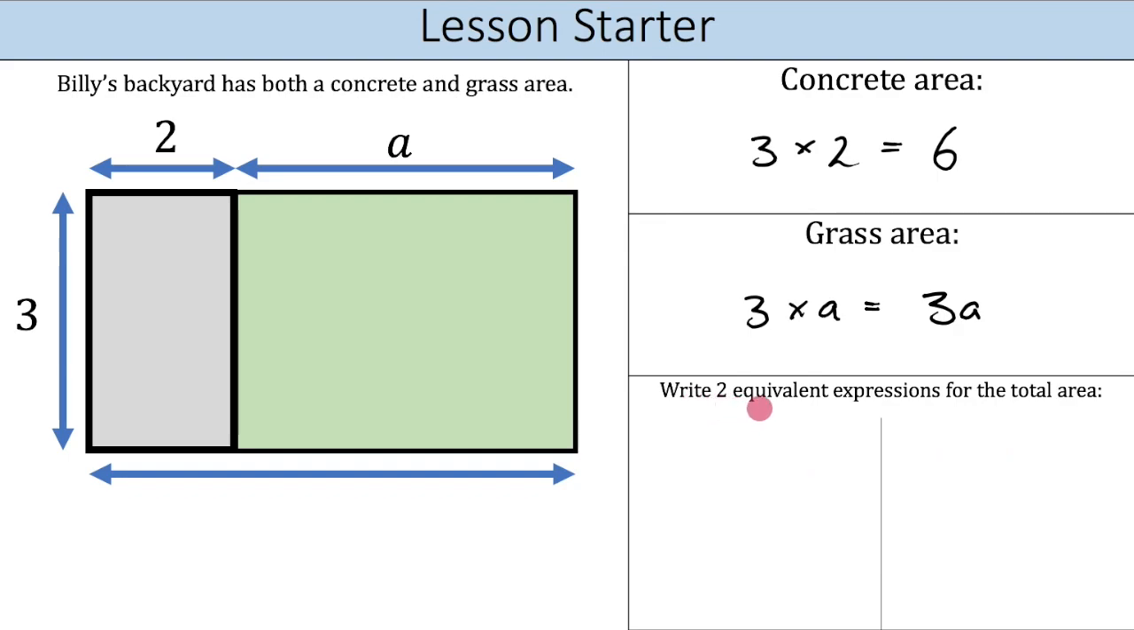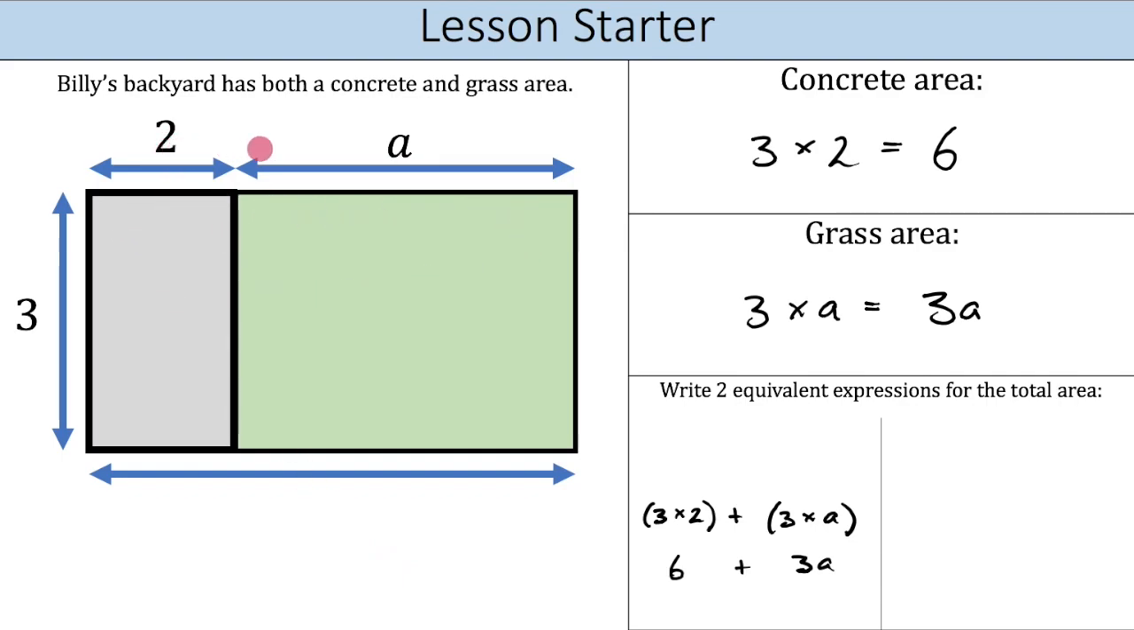Finally, we need to write two equivalent expressions for the total area. So the first way we can do this is simply adding together the concrete area and the grass area. So that's going to be 3 times 2 plus 3 times A, which will be 6 plus 3A. And that will be my final answer, 6 plus 3A. It can't be simplified any further. Now, what's the other way I could write it? Well, just like before, I could add together the length of the concrete area and the length of the grass area.